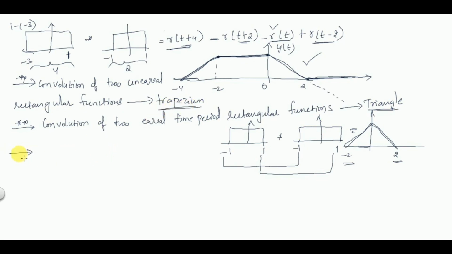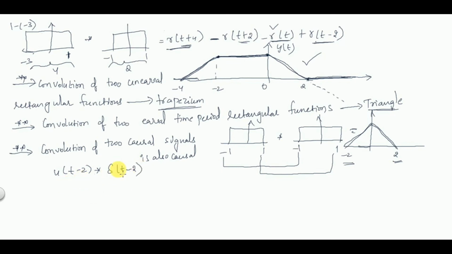Next important point: convolution of two causal signals is also causal. Suppose u of t minus 2 is convolved with del of t minus 2. From the property we know that it is equal to u of t minus 4. Here t naught is 2 and ta is also 2, so u of t minus t naught minus ta becomes u of t minus 2 minus 2, which is u of t minus 4.